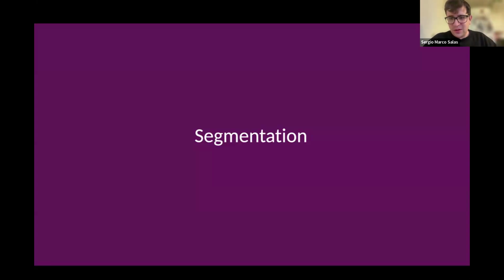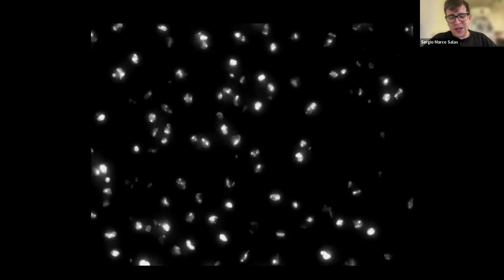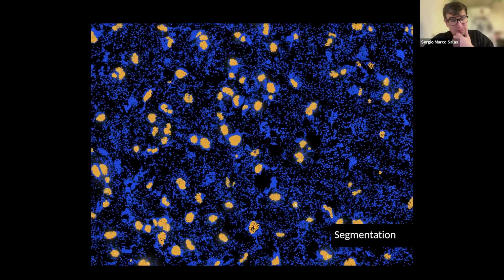In Xenium, at least originally, because now they have a multimodal staining that includes membrane stainings and so on, this was done based on DAPI. Here you can find the DAPI staining. In white, we can visualize the cell nuclei. On top of those, we can, of course, visualize the transcripts, as you can see here. Luckily, the Xenium default analysis pipeline performs segmentation, and that's what I'm visualizing here.